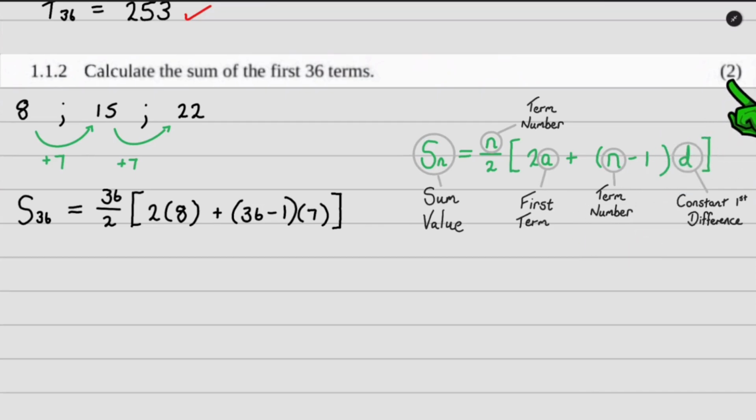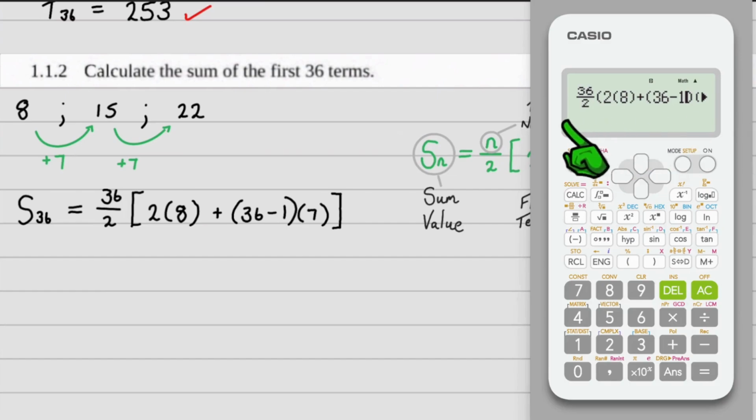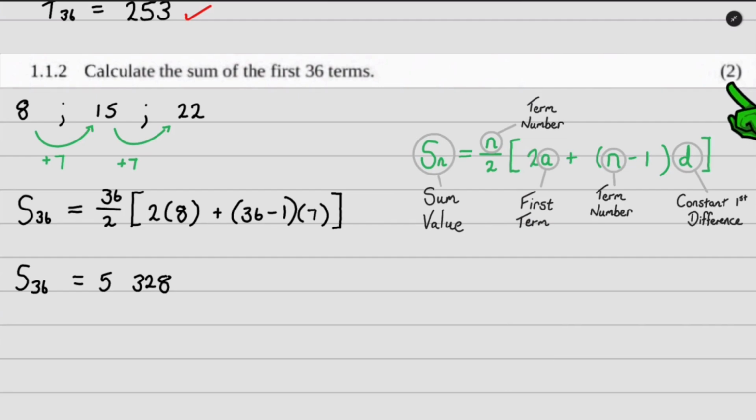And because this question is only worth 2 marks, that thing is going straight in the calculator. No mental maths. You're wasting time if you do mental maths. So let's pop it in quickly. Okay, so I just typed it in my calculator as I see it there. I just press equals, and it pops out my answer over there. So the sum of the first 36 terms gives us 5,328. And it's only worth 2 marks, so you get 1 mark for your substitution and 1 mark for your answer.